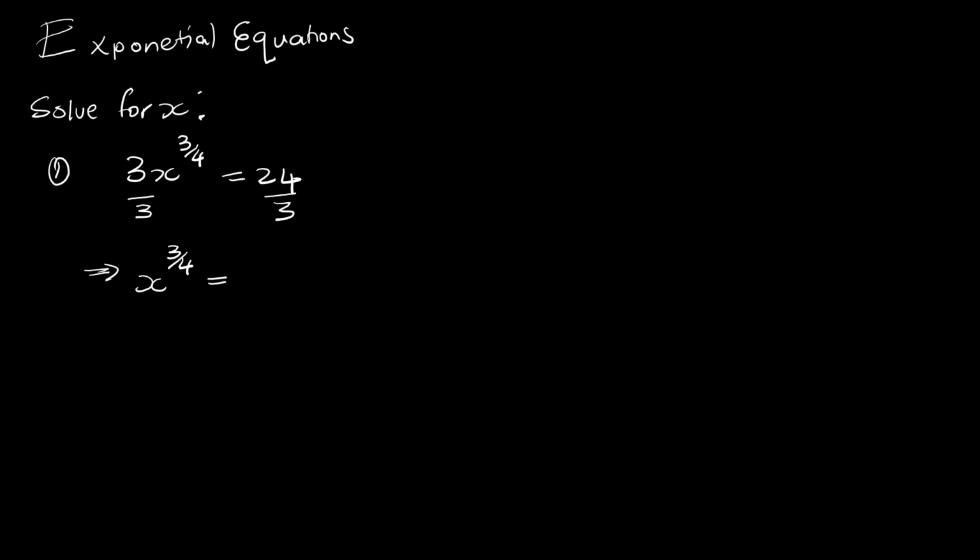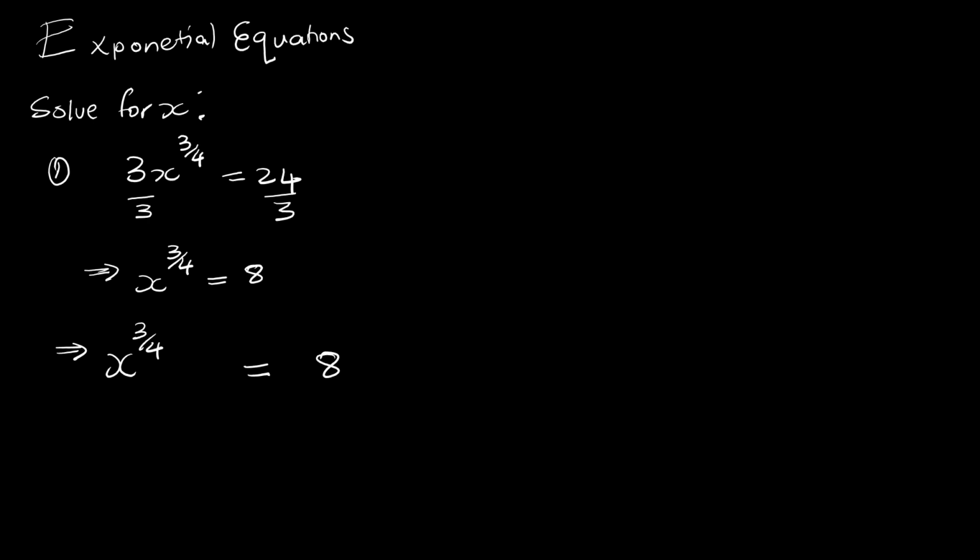24 divided by 3, that's 8. So I'm going to say this is 8. Right. So now I'm going to teach you guys how to get rid of the exponent. So now you take the x with the 3 over 4. Then I'm just going to equate this to 8.